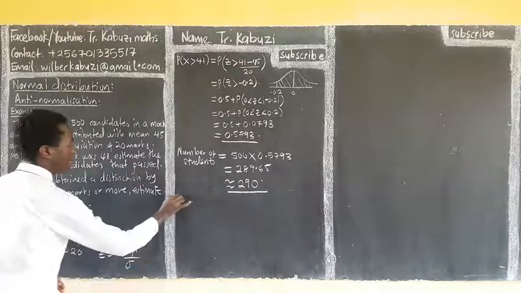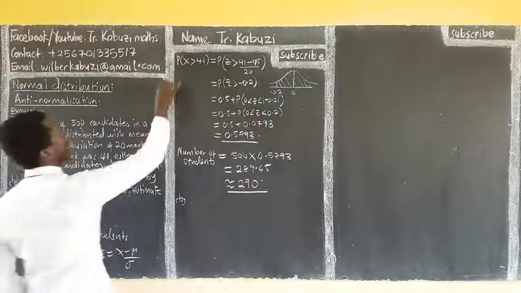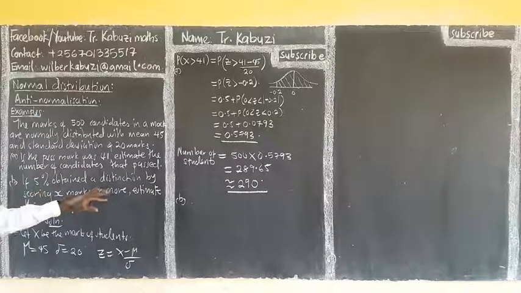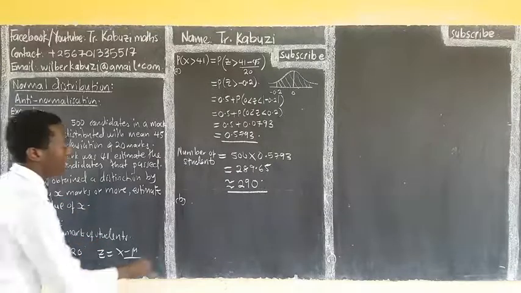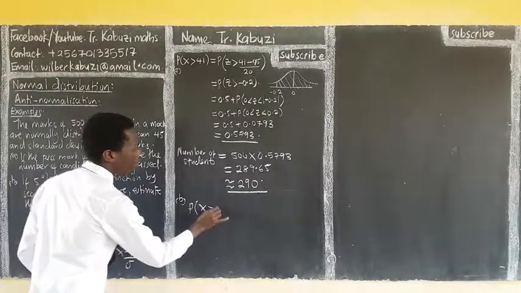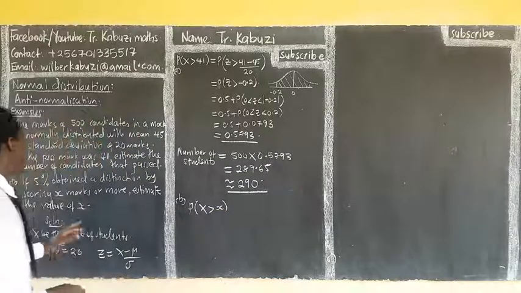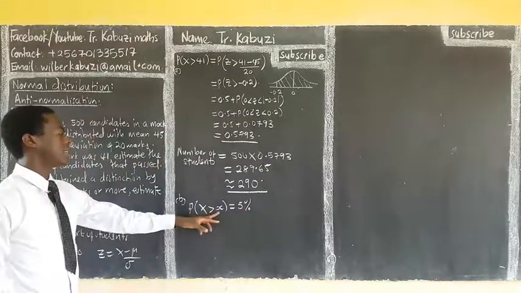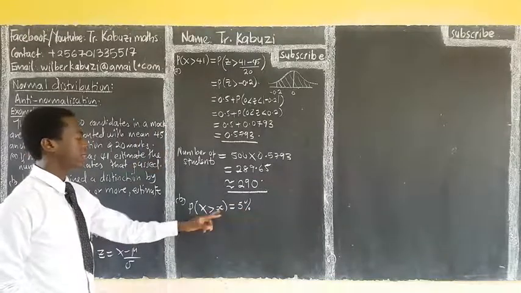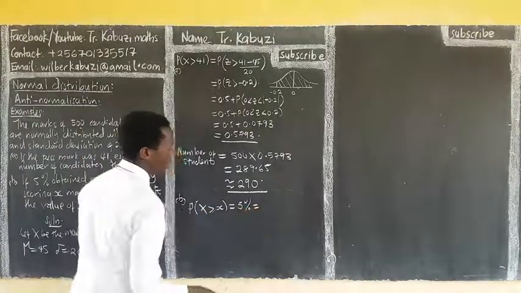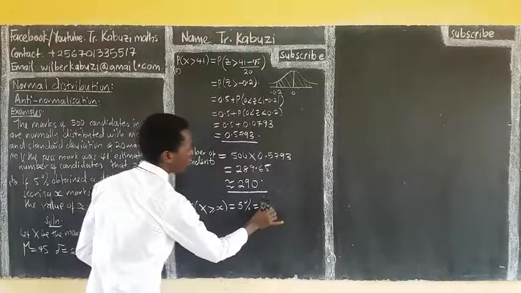Then now to part B. This was our part A. In part B: if 5% obtain a distinction by scoring x marks or more, estimate the value of x. Now, for the mark x, we say x is the mark greater than or equal to x or more. Whoever got a mark greater than or equal to this is the one whose percentage is 5%, which we can easily convert to 0.05.